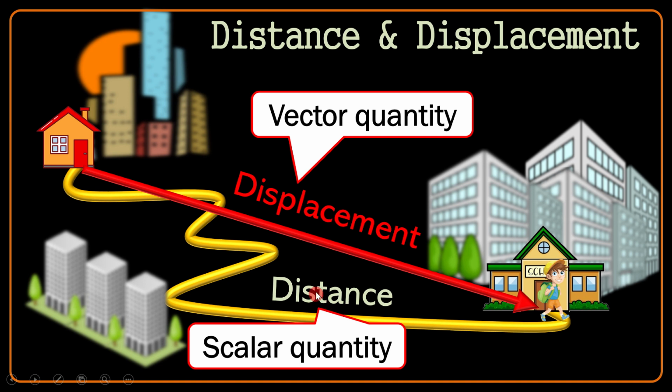Displacement and distance sometimes have the same magnitude, but if the trajectory is not a straight line, we always expect that the length of the displacement, the magnitude of displacement, to be shorter than the distance. Okay? We will learn it more.